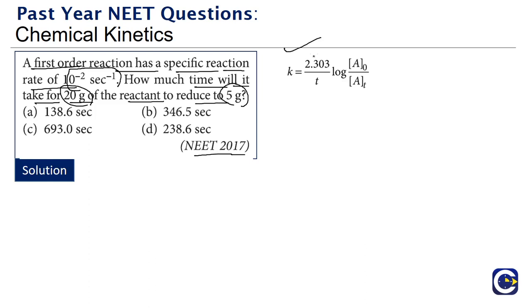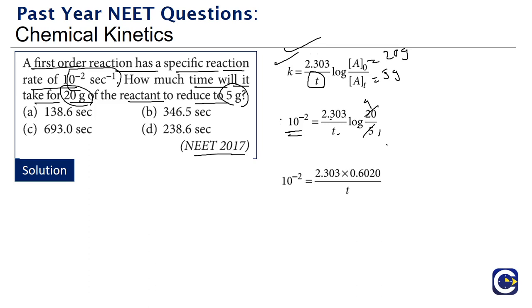First order rate expression is k is equal to 2.303 by t log of a naught by a t. So a naught value we will take here as 20 grams and a t value will be equal to 5 grams. So k is also given to us. We just have to substitute and get the value of t. So from here k is given as 10 power minus 2, which will be equal to 2.303 by t into log of 20 by 5. So 5 ones are 5, 5 fours are 20, so log 4.